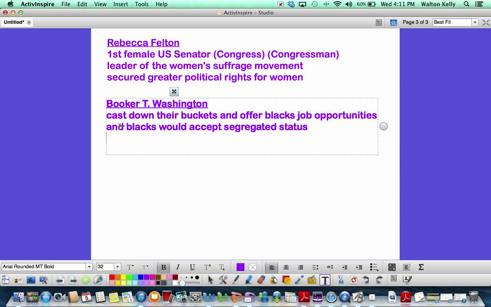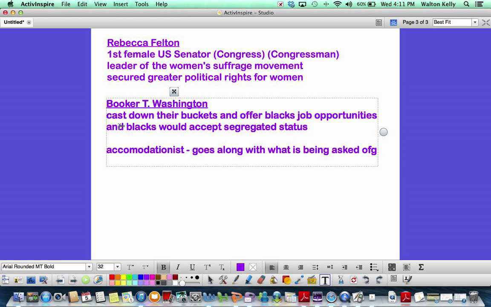And this is one of the things that Booker T and W.E. Du Bois kind of didn't see eye to eye on. Of course, Booker T was called an accommodationist. And we know an accommodationist is someone who kind of goes along with what is being asked of him or her.